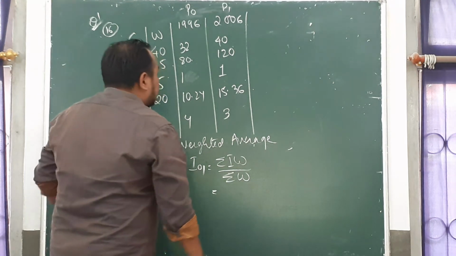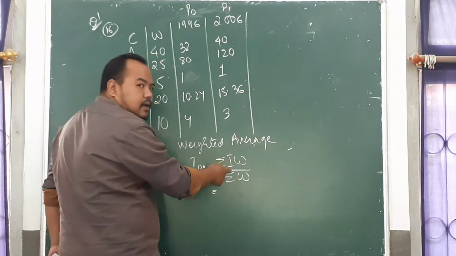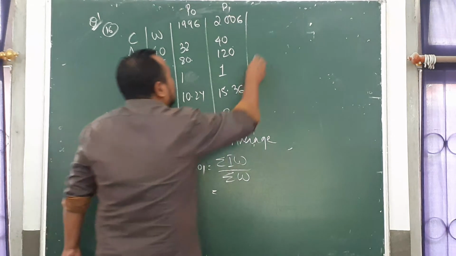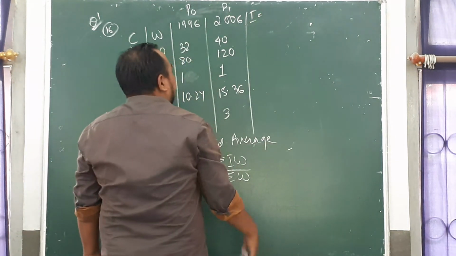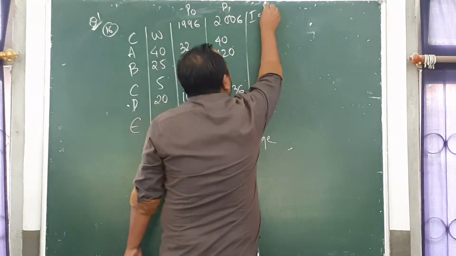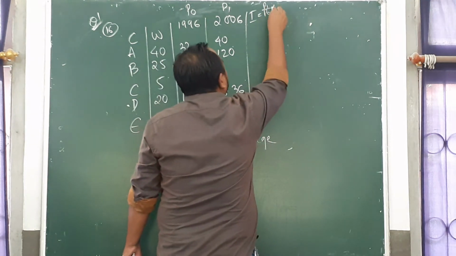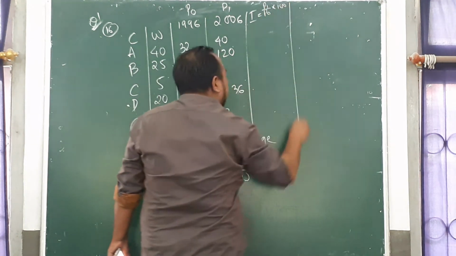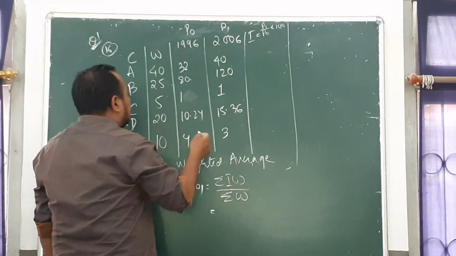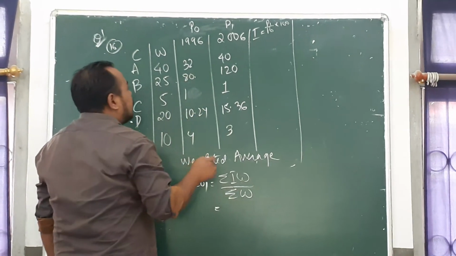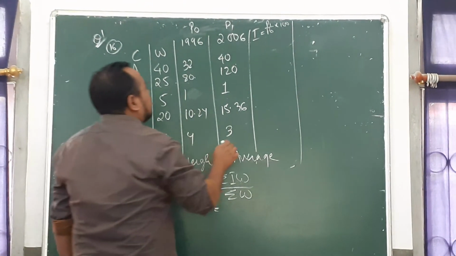For that, what are the things I require? I need a column containing I and W. So I'm going to find capital I first. What was capital I? Capital I is price relative. The formula is P1 by P0 into 100. So we have to calculate capital I for individual commodities. For the first, I'm going to do it. For the remaining, you all just give it a try.